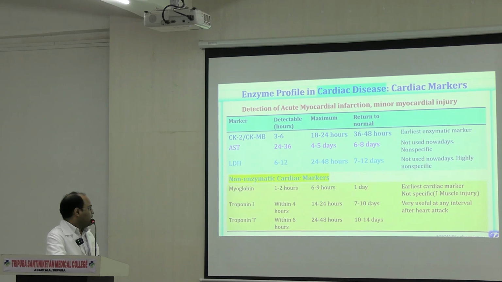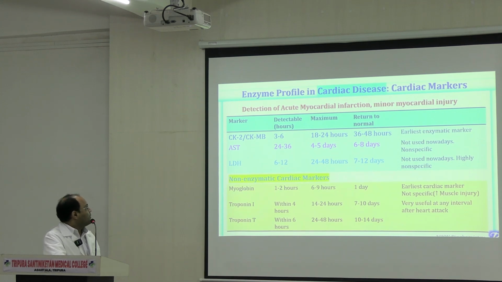Okay. Next is non-enzymatic cardiac markers. As I told earlier, myoglobin is the first detectable non-enzymatic marker in heart attack. Next one is troponin I. Trop I is actually used here. Even in GMC, I have seen they do Trop I in their clinical practice. When an injured patient gets admitted, they have to do this test, Trop I.